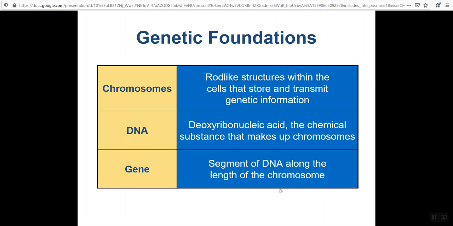So you may remember from a biology class that the chromosomes are those rod-like structures within the cell, and they're made of our DNA, the chemical substance that makes up those chromosomes, which contain our genetic information, and that's individual to each person outside of identical twins. The genes are those little pieces of DNA along the length of the chromosome.